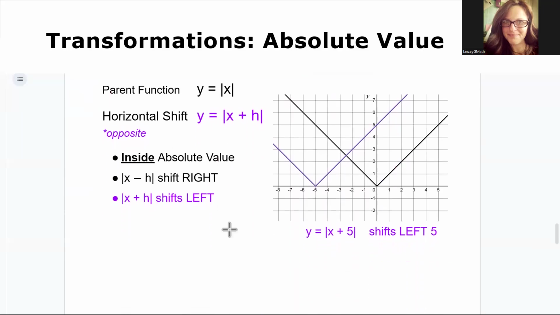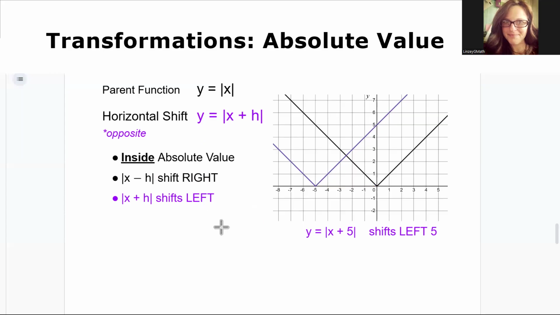And for horizontal shift, when you have x plus h, for example, x plus 5, inside the absolute value symbol, it shifts the absolute value graph to the left 5. So horizontal shift inside the absolute value symbol does the opposite of what you would think. x minus h shifts to the right. x plus h shifts to the left.